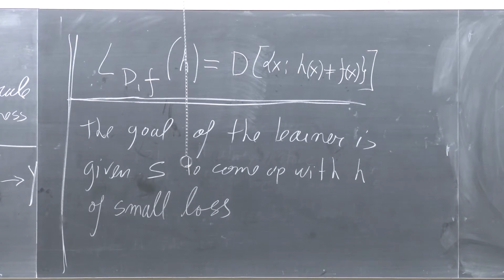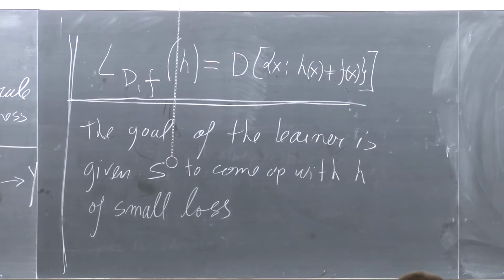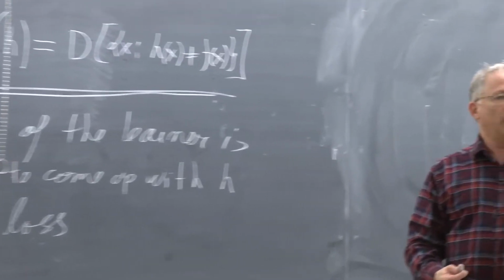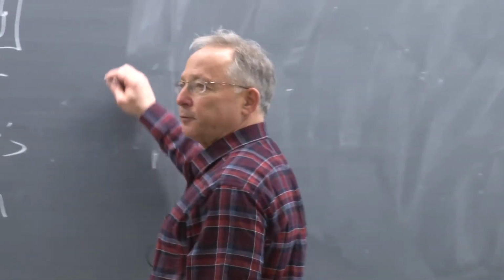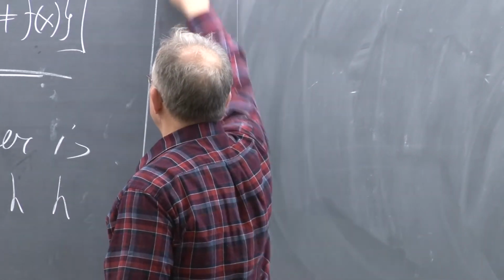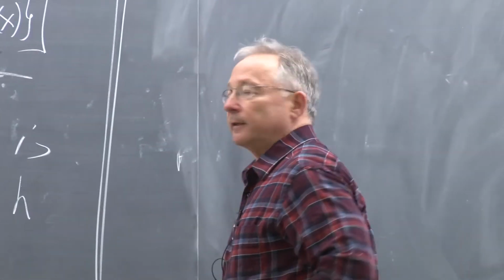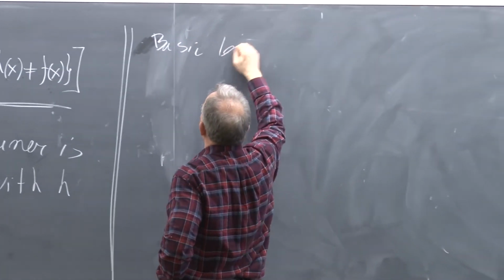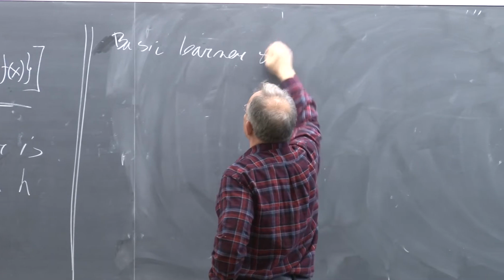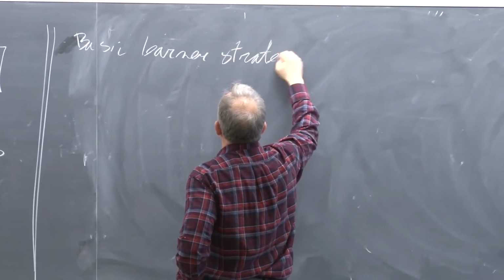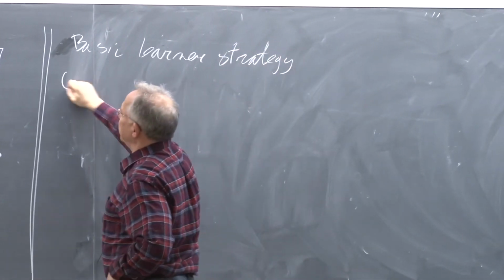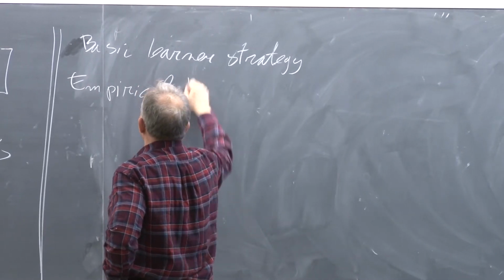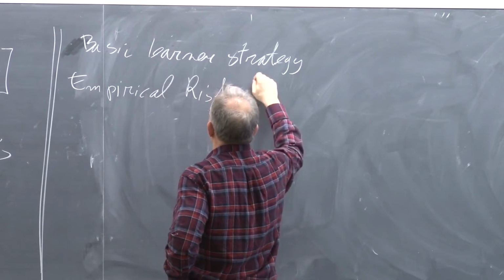So what is a reasonable strategy for the learner? You see a sample. You see the labels of the sample. What is a reasonable strategy for the learner? So here is a very sensible strategy and a very basic learner strategy. And it's called empirical risk minimization.